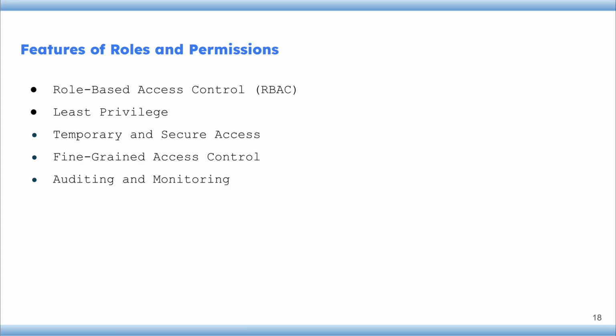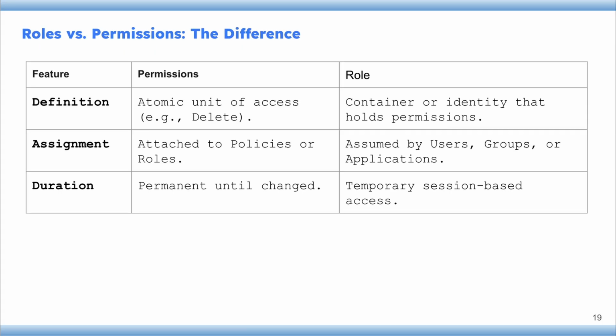Now we will be discussing the difference between roles and permissions. The definition for permission states it is an atomic unit of access, but a role is a container or identity that holds permissions. The next one is assignment. Permission is attached to policies or roles, whereas a role is attached to users, groups, or applications. And for duration, a permission is permanent until changed, and it is created, managed, and maintained by Google Cloud Platform, whereas a role is a temporary, session-based access.